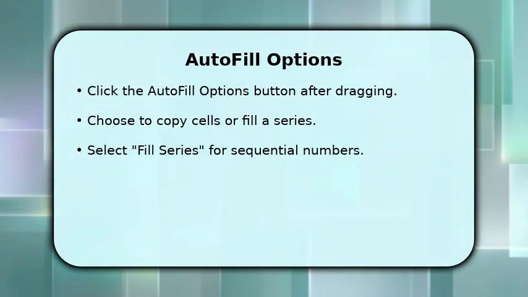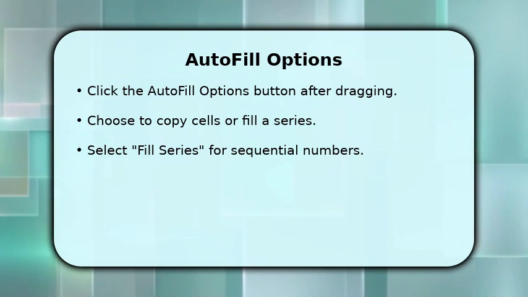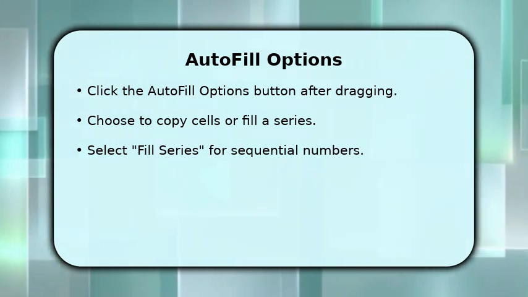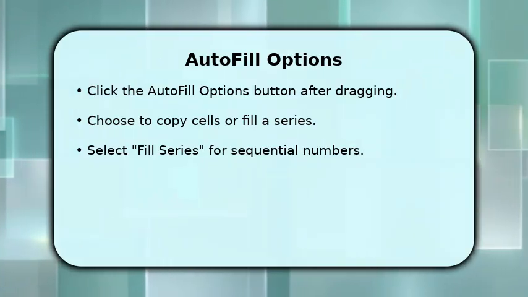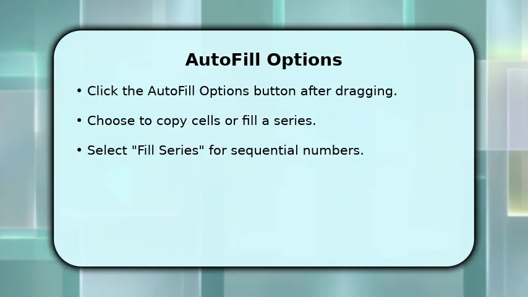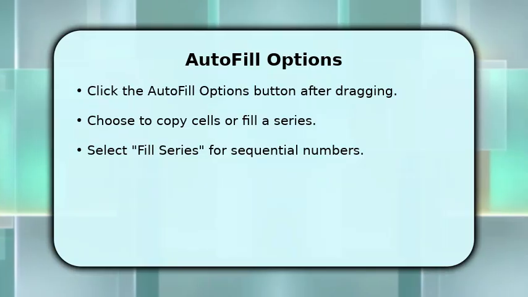After using the fill handle, a small Auto Fill Options button appears. Click this button to customize your fill action. You can choose to copy the cells, fill a series, or even fill formatting only. Selecting Fill Series ensures that Excel continues the numerical pattern, rather than just duplicating the initial value.